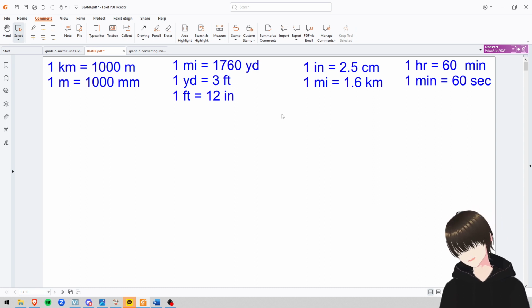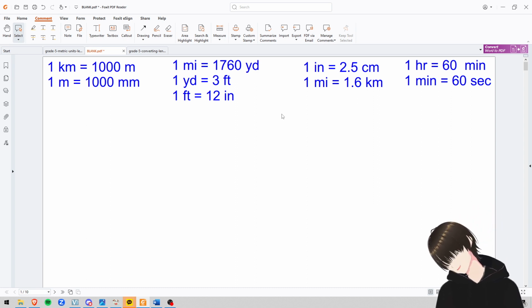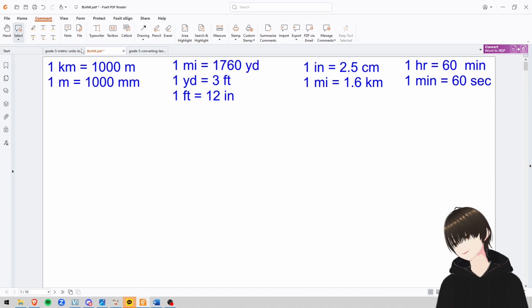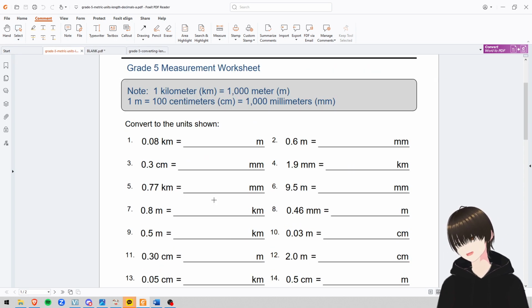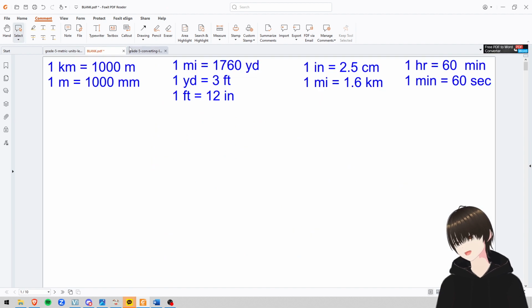So here it is. I hope you have something to write with, and I hope the substitute has given you these sheets, because I'm going to take some of these examples and show you. So to start off, how to unit convert. Long story short, these conversion statements are going to be written as a fraction.